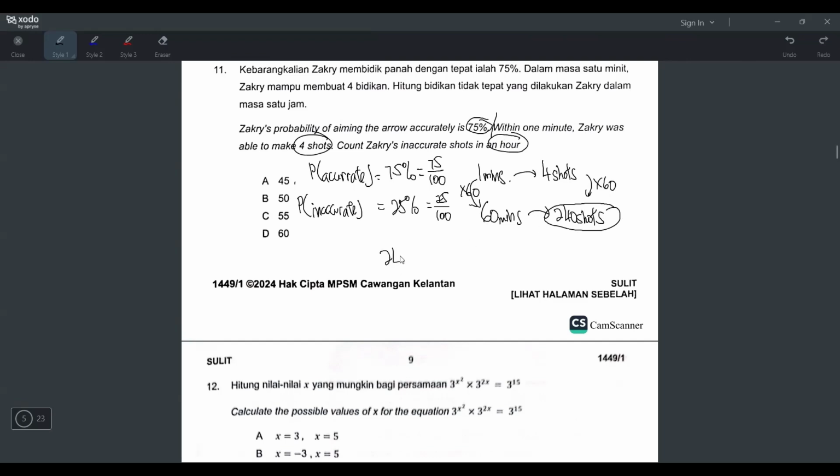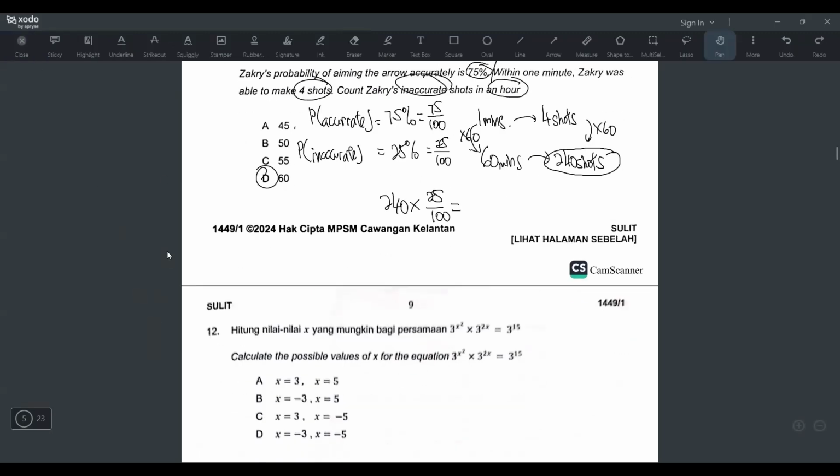But out of the 240 shots, how many are inaccurate? Very easy. You just times with the probability of inaccurate, which is 25%. And then if you press this, you will get your answer already, right? So just press 240 times 0.25. Okay, my calculator gives me 60. So number 11, the answer is D, right?